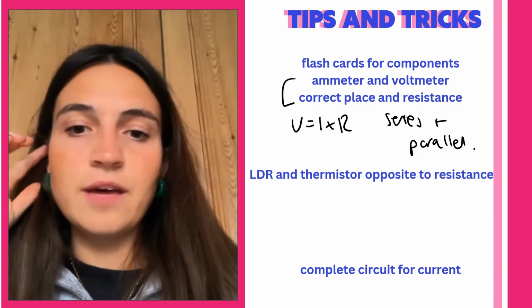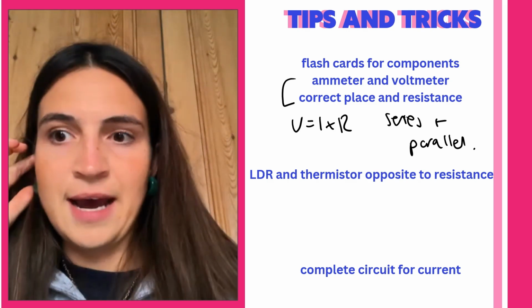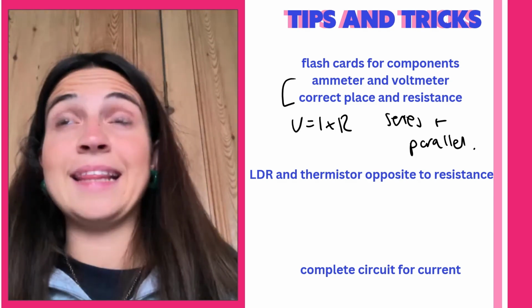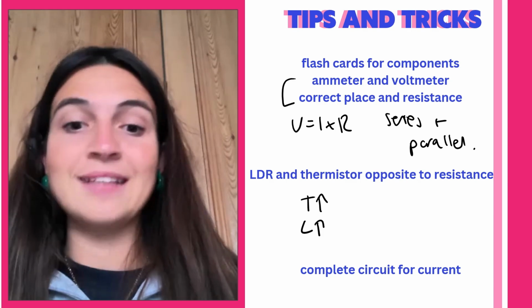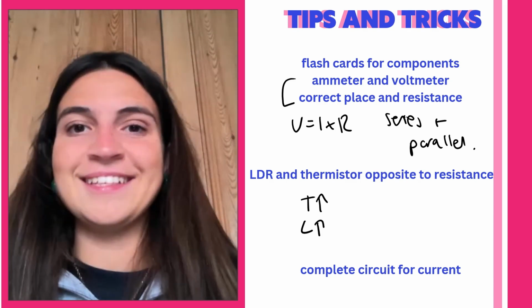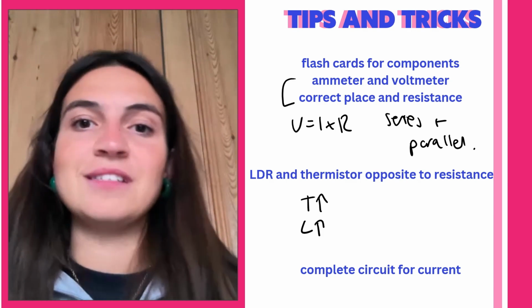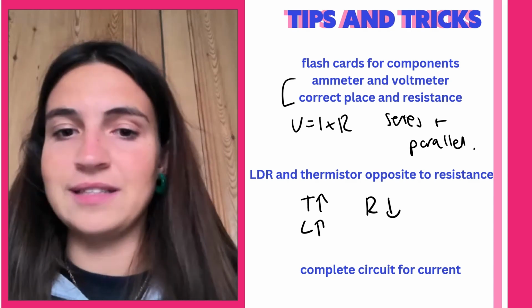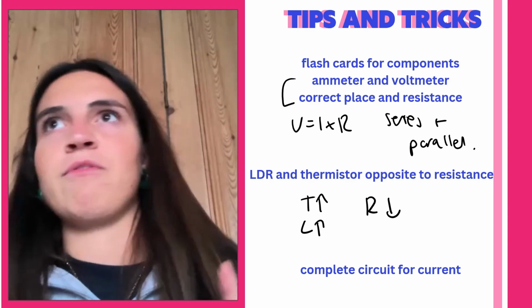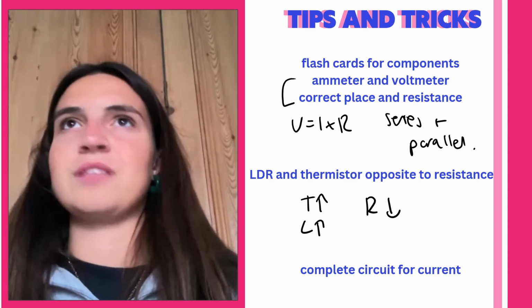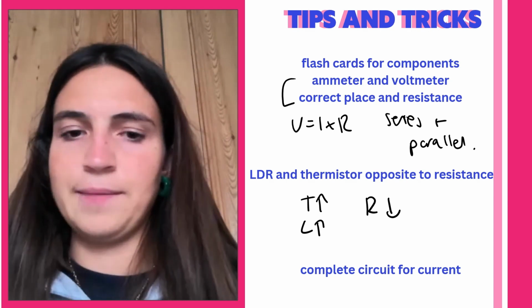Okay, LDR and thermistor, opposite to resistance. Just quickly, the pattern for both of these is the same, and it's as their property increases, the opposite happens to resistance. So as temperature or light intensity increases, resistance decreases. So just a way of remembering, as those properties increase, resistance decreases, so it's the opposite.